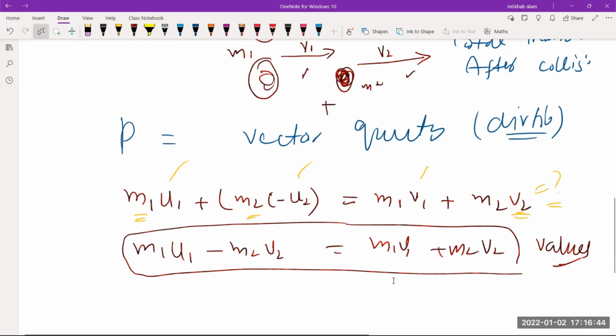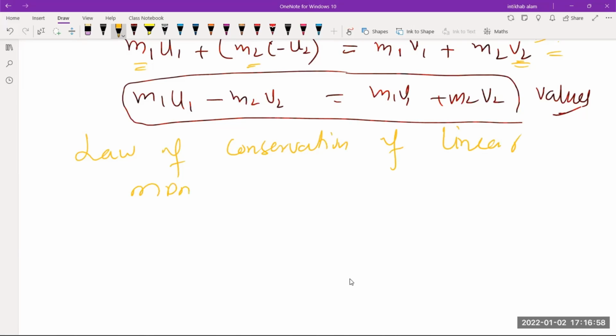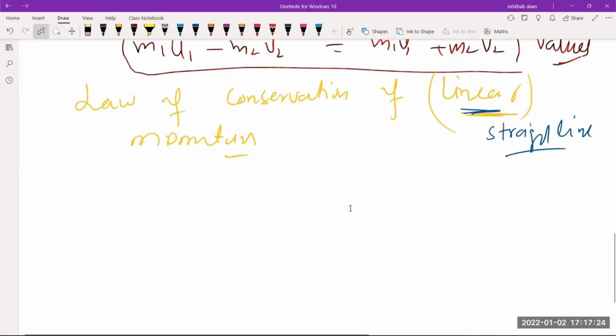This is called the law of conservation of linear momentum. I have added the word linear here. Do you understand what linear means here, and why I have added this word? Like in a straight line? Yes, it's a straight line. You are 100% right. When you're moving in a straight line, this is called linear momentum. So the law of conservation of linear momentum means we are talking only about bodies which are moving in a straight line.